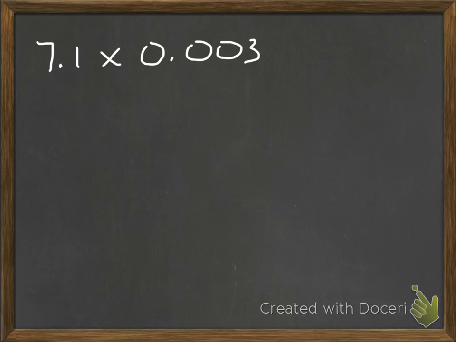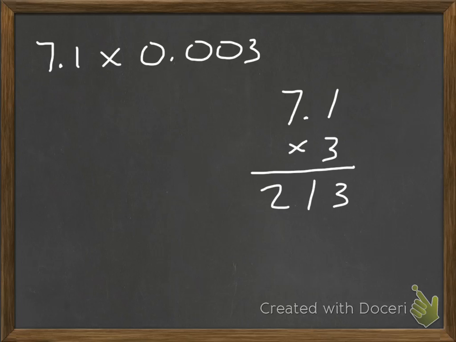Here we have 7.1 times 0.003. It's a lot of numbers. I'm just going to take my 7.1 and multiply it times 3. 3 times 1 is 3. 7 times 3 is 21.